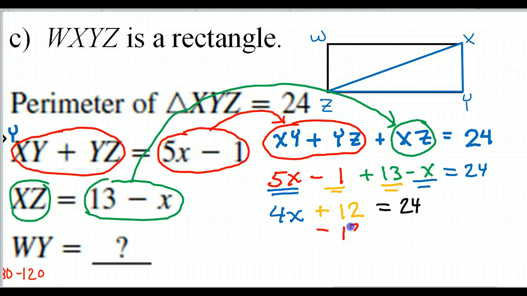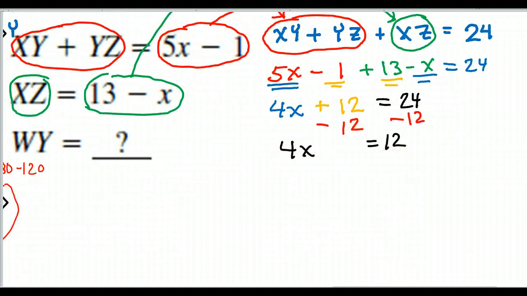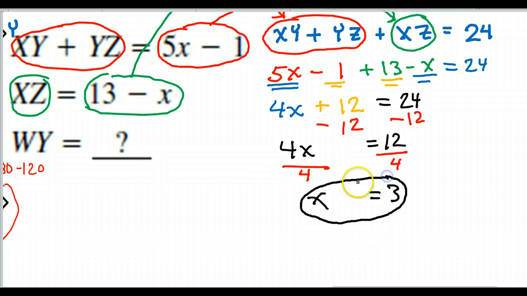Alright, so of course it's time to subtract 12 from both sides like this. So that's just going to give me 4x equals 12. Then I'm going to divide by 4 on both sides. So that's going to give me x equals 3. Alright, but we are not finished. Now we know that x equals 3, but we are supposed to find the length of WY.